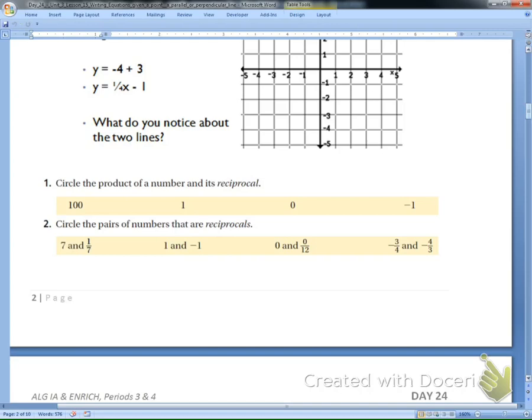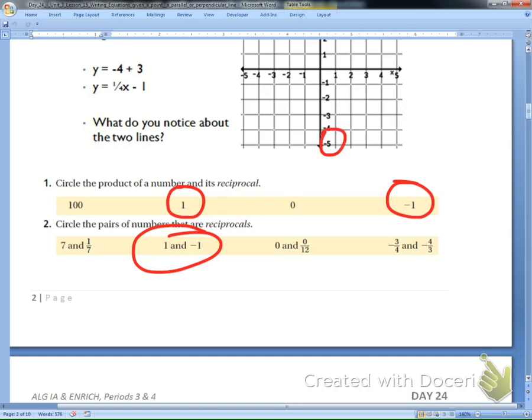Circle the product of a number and its reciprocal. A reciprocal simply means that it is the opposite sign. So you can clearly see if we have 1, the opposite sign is -1. That's its reciprocal. Circle the pair of numbers that are reciprocals. Well, these two are reciprocals, and so opposite and inverse of each other.